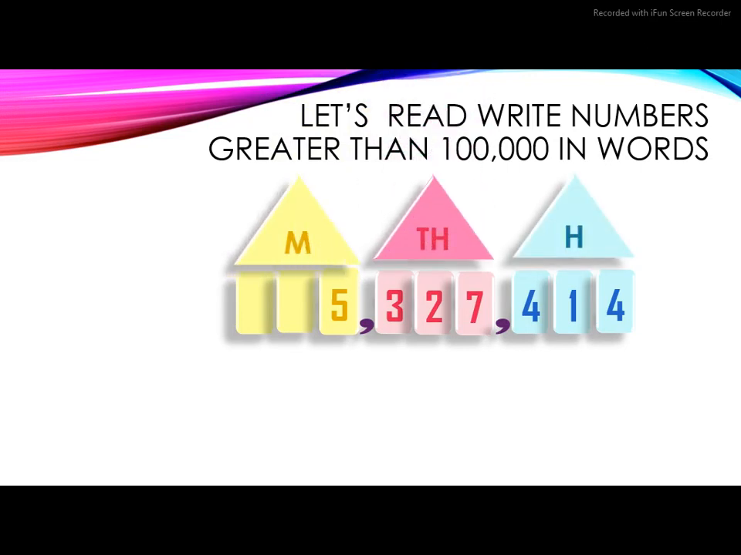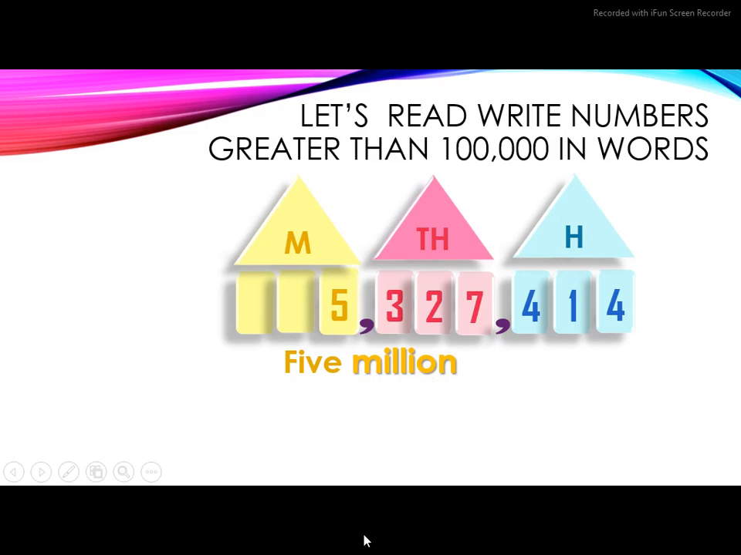In this example, we've got 3 periods. We have millions, thousands, and hundreds. Now, how do we write 5 millions in words? We write it as 5, F-I-V-E, 5, and million, M-I-L-L-I-O-N, million. So we read the first period as 5 million.